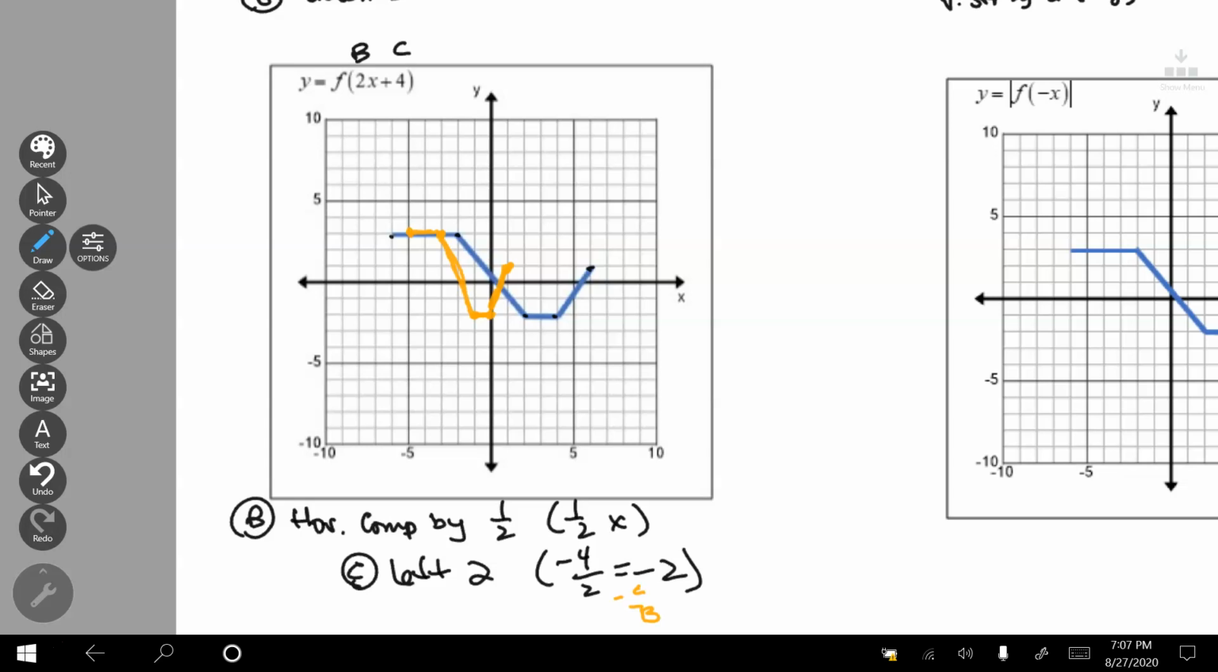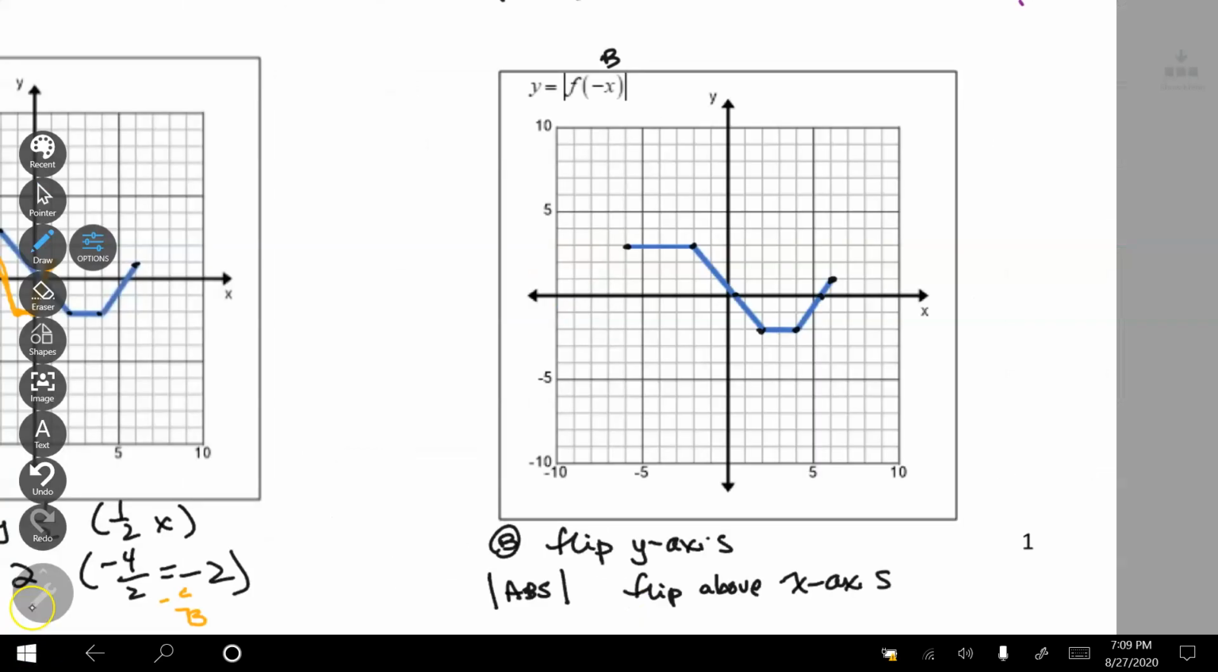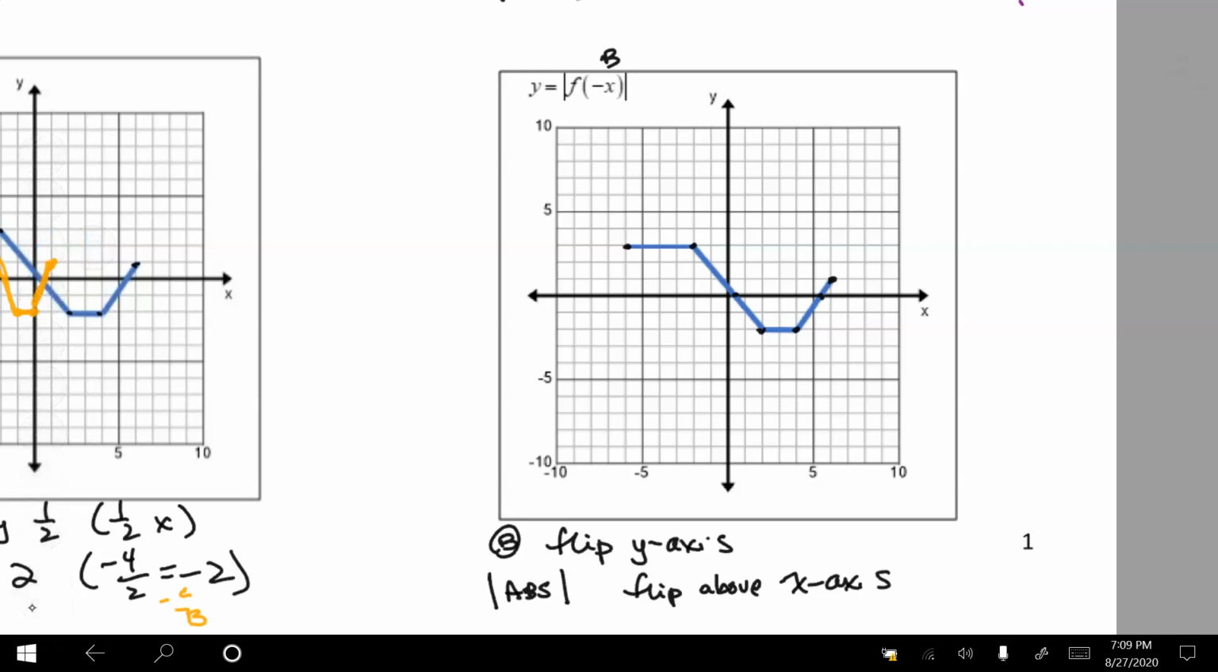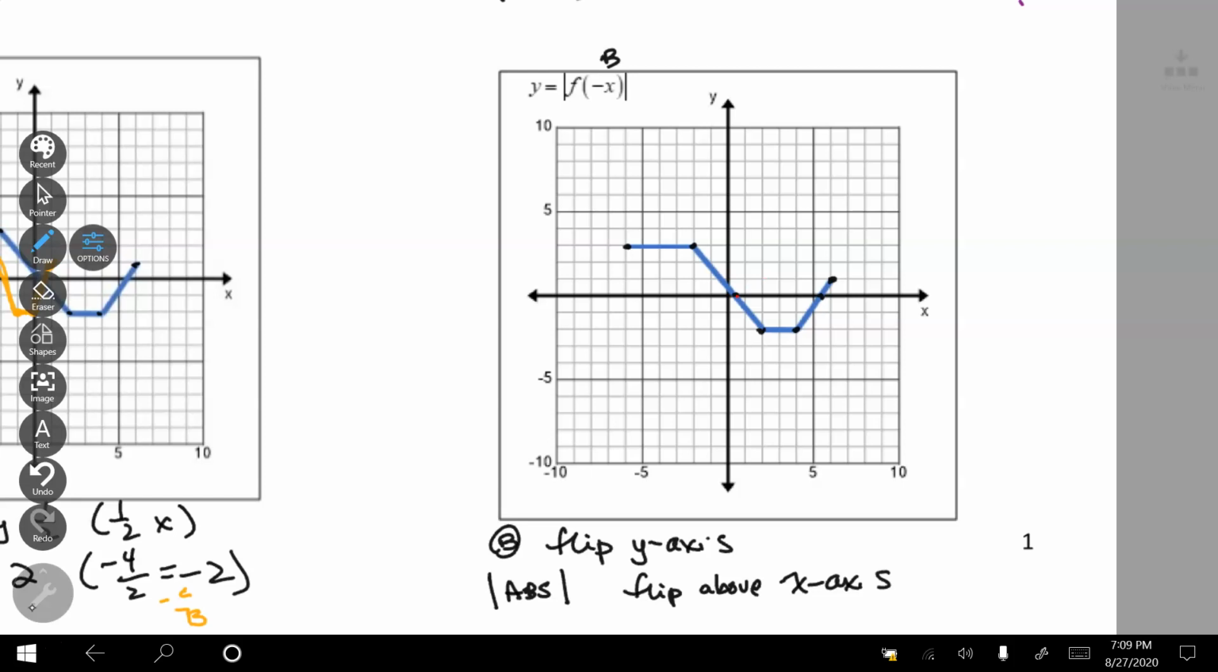That's been definitely horizontally compressed in half and shifted over a little bit. Okay, this last one is the weirdest one of them all. We're going to have a b value, which is negative, which flips over the y-axis. And the absolute value makes everything that's below the x-axis flip above the x-axis. So I had to do these black dots on the x-axis because I need to pay attention to those.